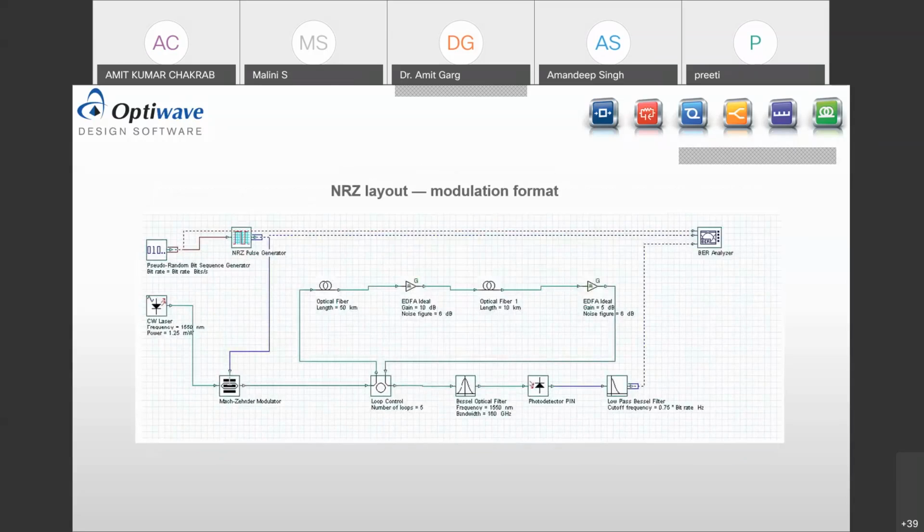This is the NRZ layout modulation format. The change here is the pulse generator.